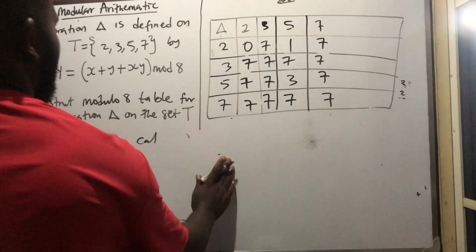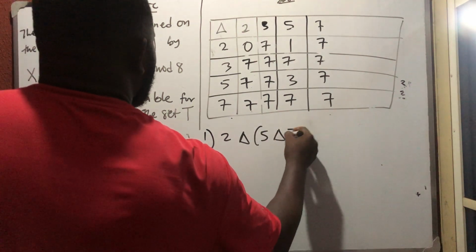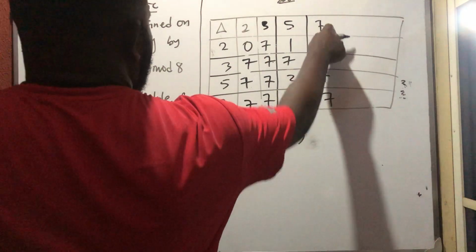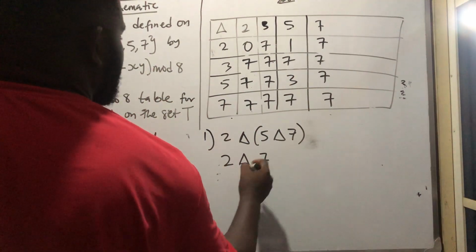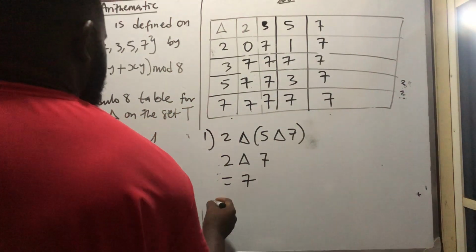So using the table now, they say we should find that 2 operates on 5 operates on 7. 5 operates on 7 gave me 7. So then 2 operates on that 7 is still giving me 7. So the answer here is 7.